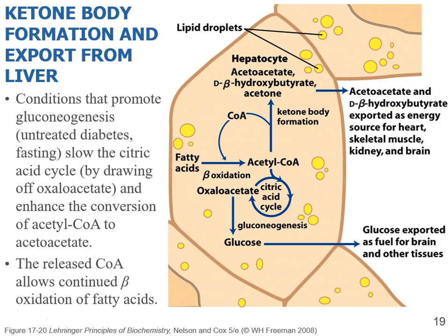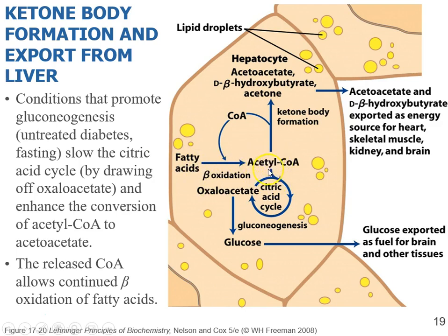So again, it's really important to think about where this is happening. Ketone body formation happens in the liver, and they are exported from the liver. So this tannish thing right here is meant to represent the hepatocyte, which is liver cells. So here it shows there are lipid droplets in the liver cells, and they're breaking down lipid to acetyl-CoA. So that's happening here from beta oxidation, which I just showed you.